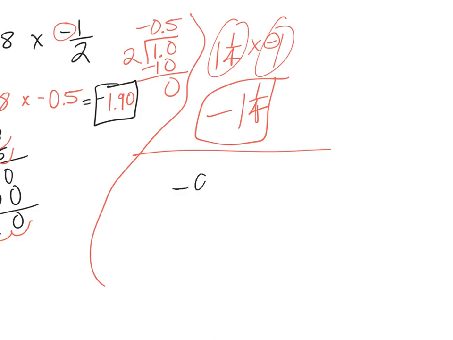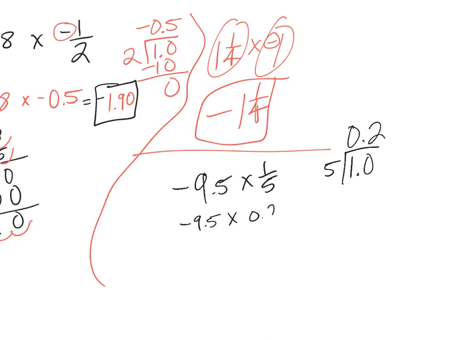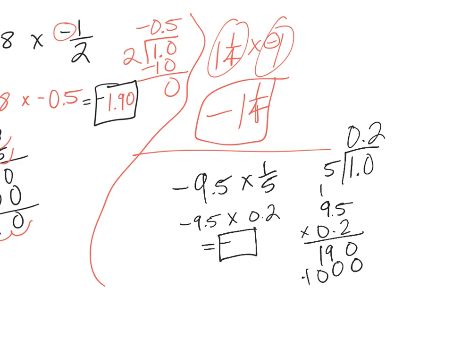I have negative 9.5 times 1/5. Okay, well I can convert 1/5 into a decimal. 5 goes into 1 0 times. 5 goes into 10 2 times. Perfect. So now I have negative 9.5 times 0.2. Now do it on the side. You know your answer is going to be negative because there's only one negative. Times 0.2. 5 times 2 is 10. 9 times 2 is 18 plus 1, 19. Put your placeholder. Add that together. 2 decimal places. Negative 1.90. Hey, that was the same answer we had for the other one. Yeah, and I got it right.